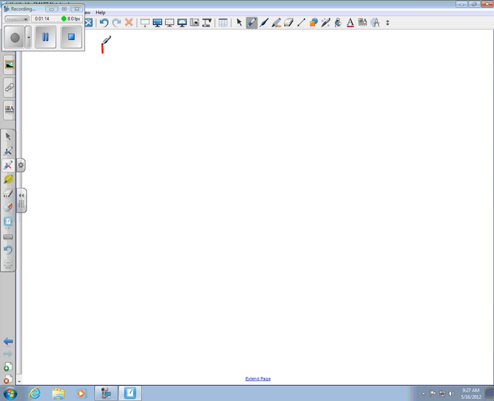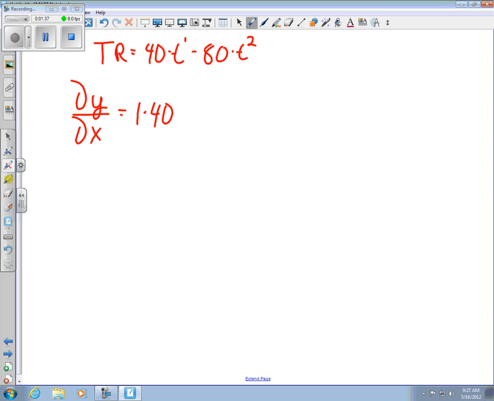So we have that tax revenue equals 40 times the tax rate minus 80 times the tax rate squared. Remember, we have to do this in two parts. dy dx equals, let's see, remember that's a 1 up there, so it's 1 times 40 minus, don't forget that, take the 2 down, 2 times 80 t to the 2 minus 1.